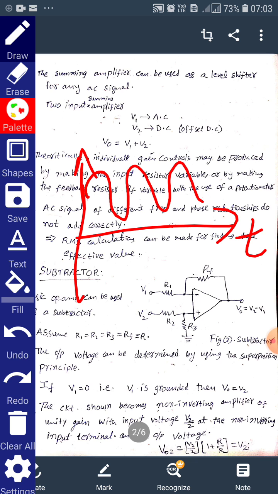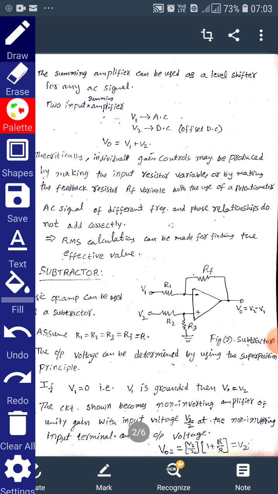So when we take this 0 volts, and here we are going to have 2 volts, and here you are going to have 1 plus 3, 4 volts. So what happened here, the AC signal has shifted above zero, that is adding a DC, which is called as offset DC. So theoretically individual gain controls may be produced by making the input resistors variable.